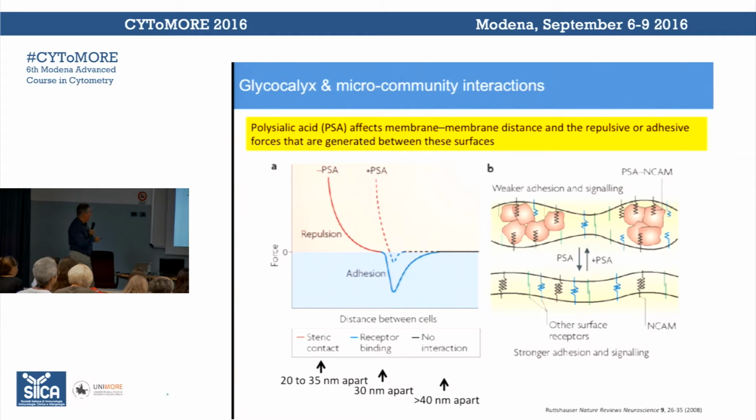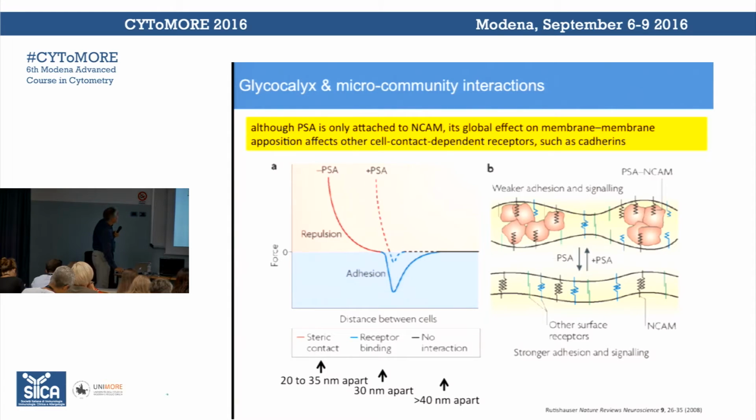But look at the tolerances here. Normally cells are about 40 nanometers apart if they're not interacting. They're about 30 nanometers for interactions between surface receptors, and about 20 to 35 if you really have true engagement of most of the receptors. These are very small changes. You will not be surprised that in vitro culture in different systems starts to change those interactions, and therefore your ability to see what is really important.